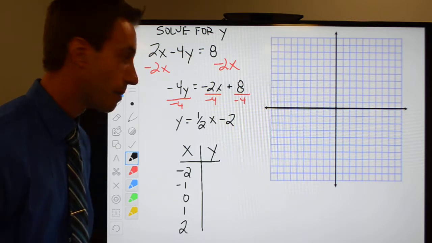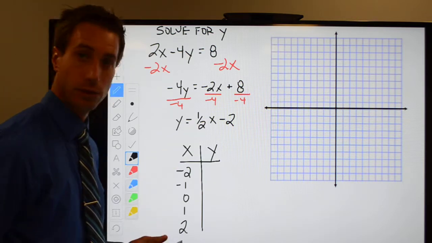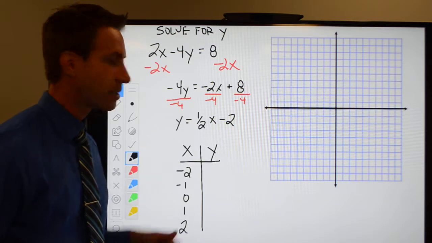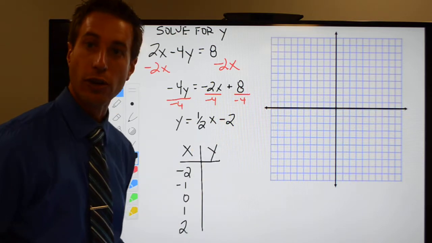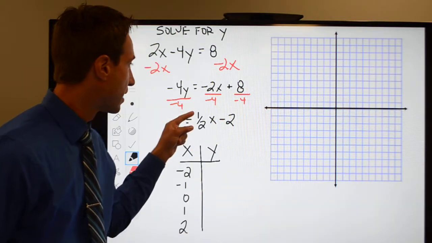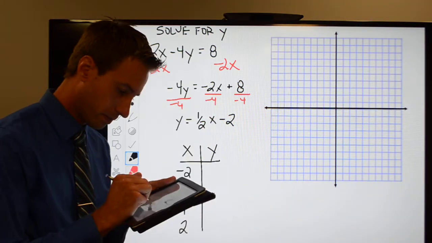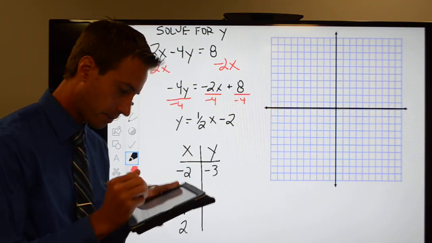Here we go. Let's do a little mental math. I plug in a negative 2. Well, 1/2 times a negative 2, the 2's will cancel each other out. I'll be left with a negative 1. Negative 1 minus 2. How about a minus 3?